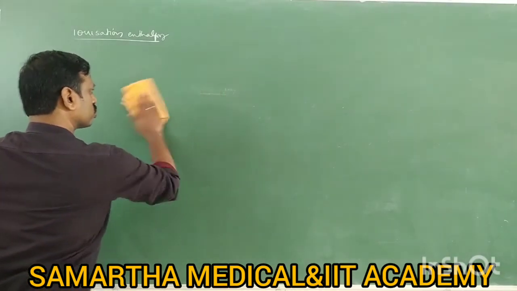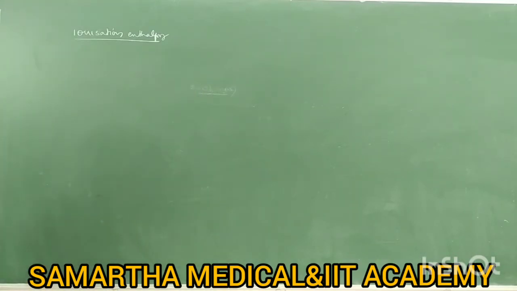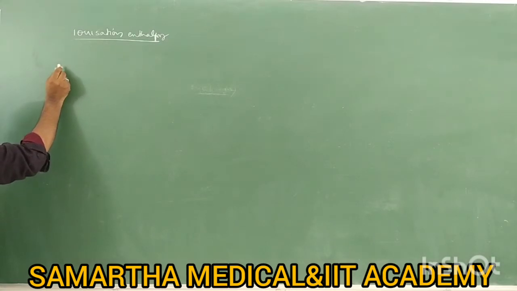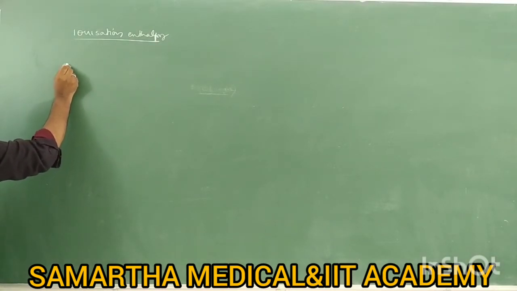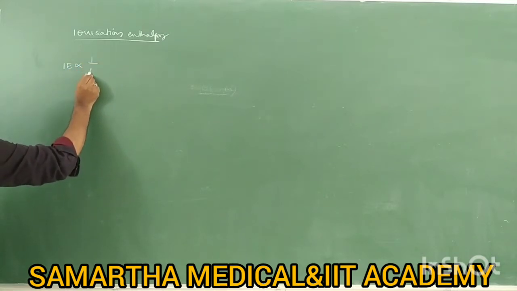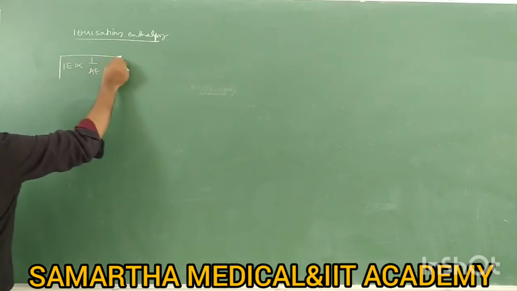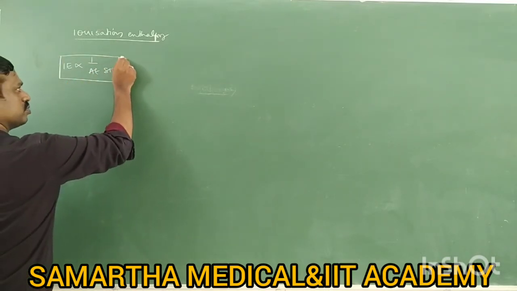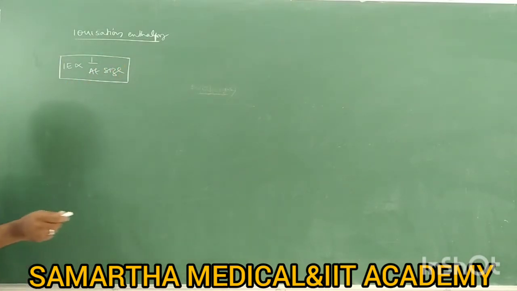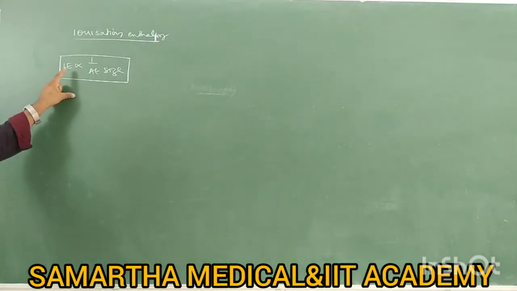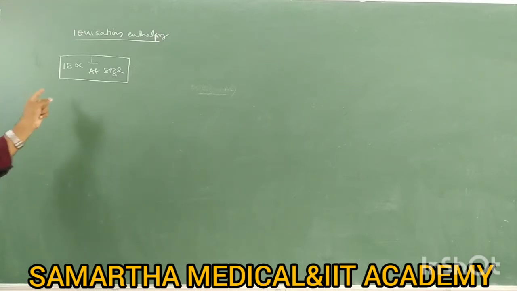And in the last class we also completed that ionization enthalpy is inversely proportional to atomic size. You need to remember it. So ionization enthalpy IE is inversely proportional to atomic size, right? It means smaller atoms have larger ionization enthalpy and larger atoms have smaller ionization enthalpy. Therefore it is inversely proportional.